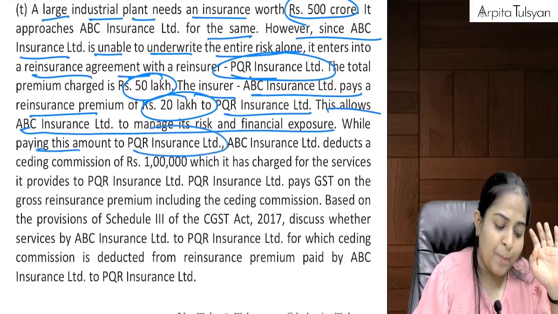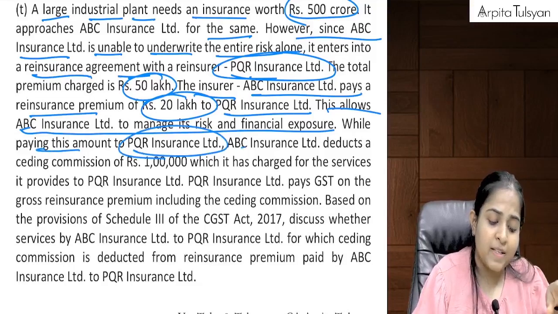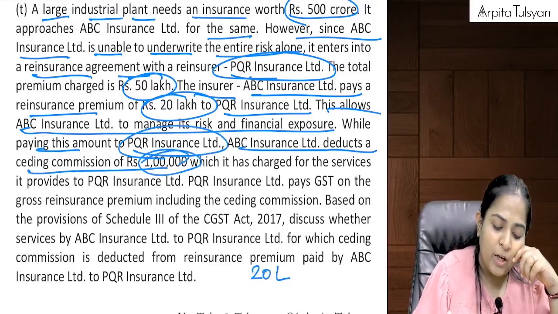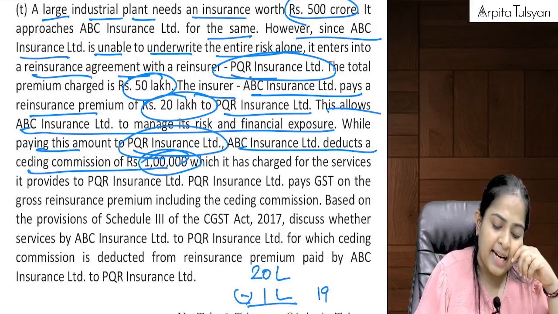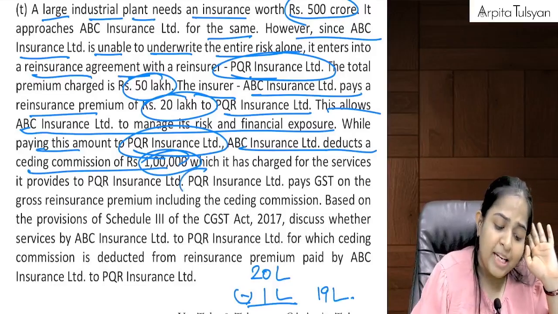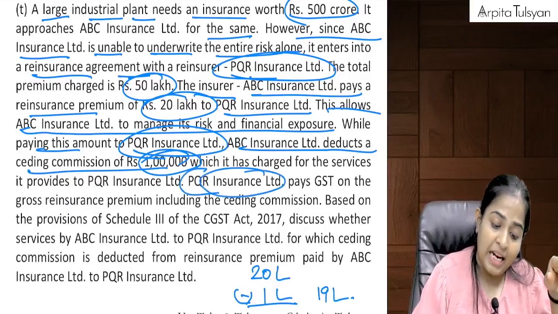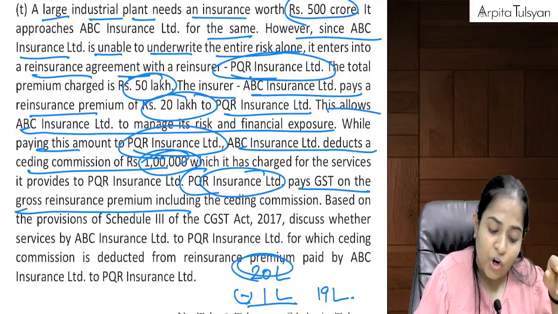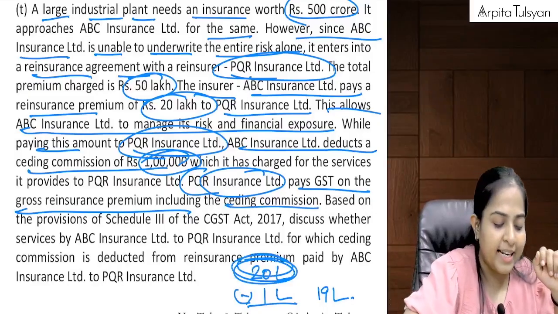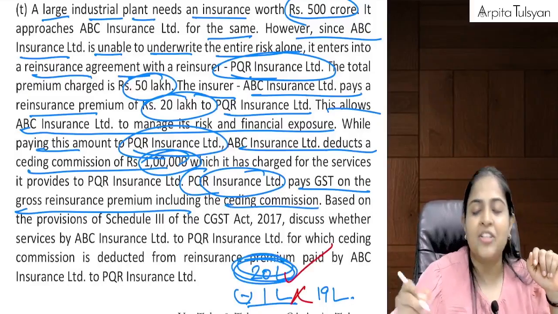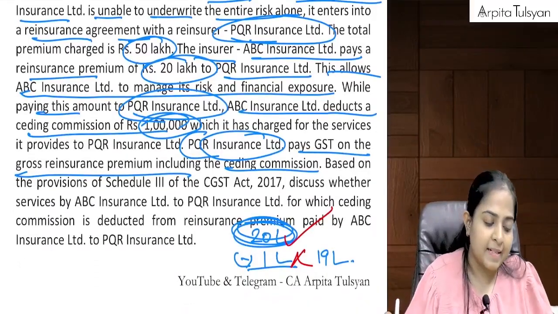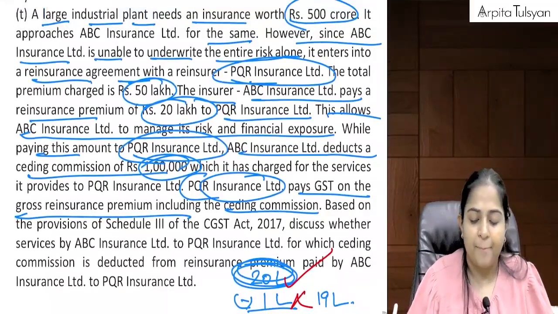While paying this amount to PQR Insurance, ABC deducts a ceding commission of 1 lakh, because it is giving a business. So while paying 20 lakhs, it is deducting 1 lakh from that, and it is going to pay a premium of only 19 lakh. Now, PQR Insurance, that is the reinsurance company, pays the GST on the gross insurance premium, that is 20 lakh, including the ceding commission. Now, because it has paid GST on the entire 20 lakh, the ceding commission transaction will not be considered as a separate supply, and no GST will be applicable on that.